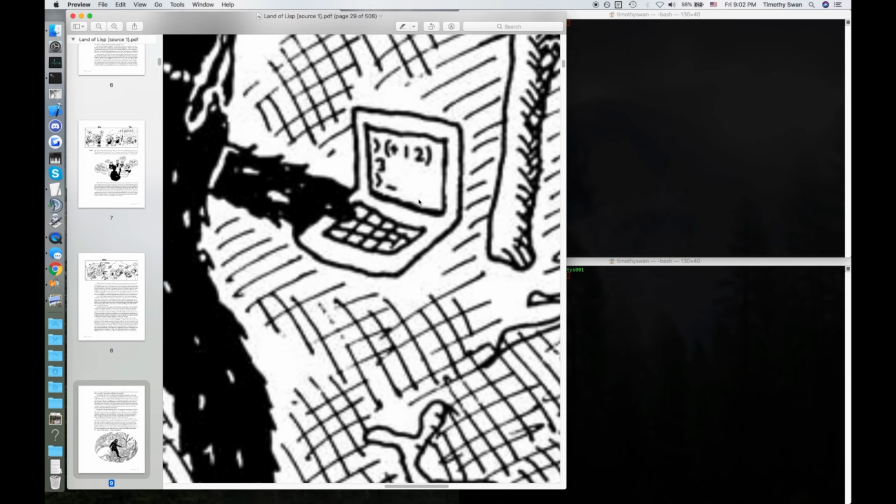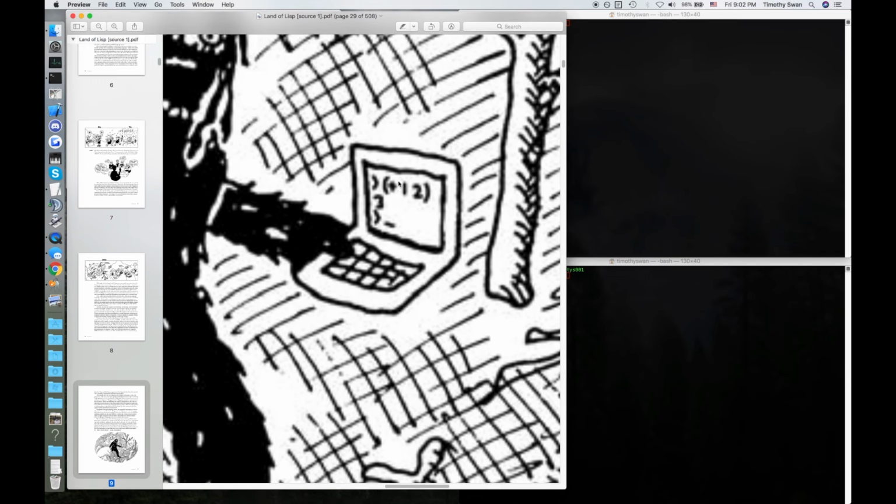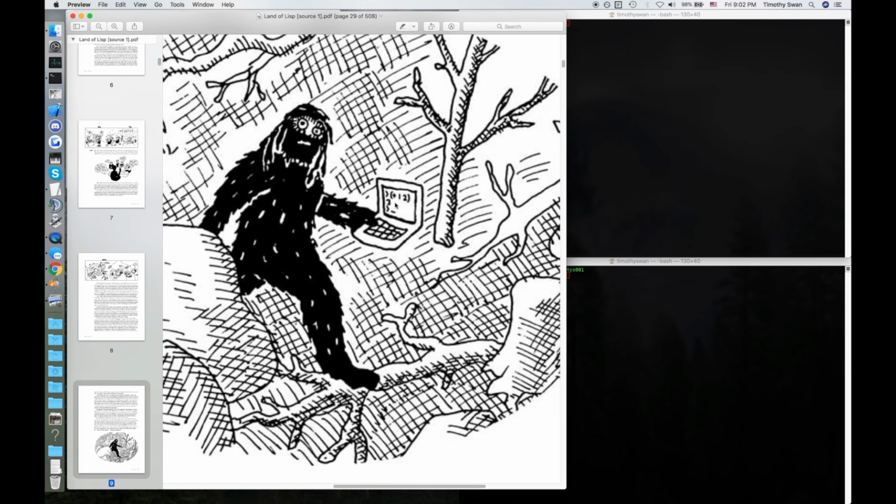And notice on his computer it says +1, 2 in parentheses, and then you have 3. That's because in Lisp, to tell it to evaluate something, you put parentheses, and then you put your function, and then you pass your function your arguments. So in this case, you have a plus, which takes 2 arguments, which are integers 1 and 2, and it gives you 3.